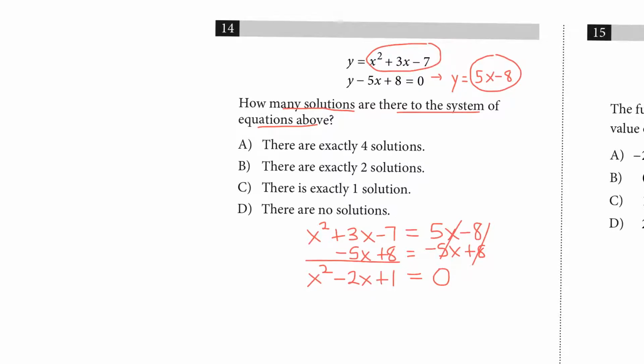And this looks like a perfect square trinomial, which is x minus 1 times x minus 1. And so what we have is a double root, but regardless, x equals 1 is exactly one solution here. So the answer for this one is C. There's exactly one solution for this problem.